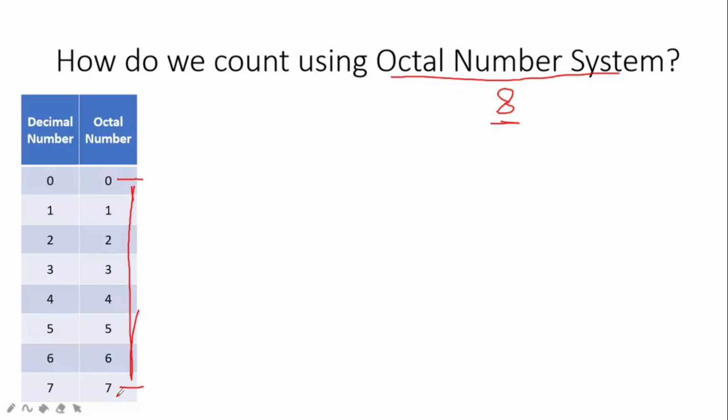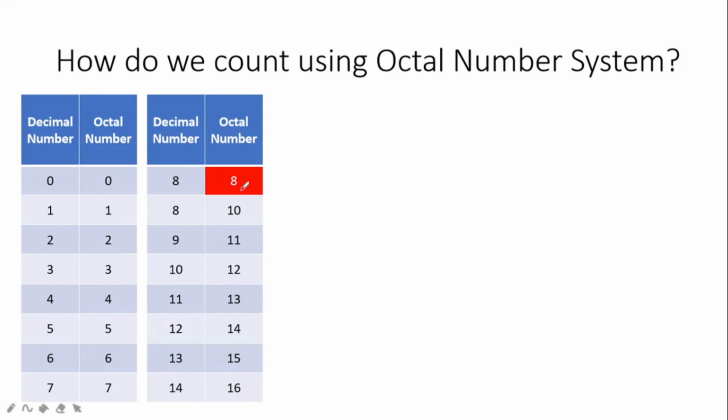But what after 7? We run out of our digits, right? So 8 cannot be the next number because 8 does not belong to the set of symbols used to create any octal number. So how do we find out what comes after 7? The rule is: add 1 to the left and start from the initial symbol, which is 0. So 10 will be the next number after 7 instead of 8 in the octal number system.